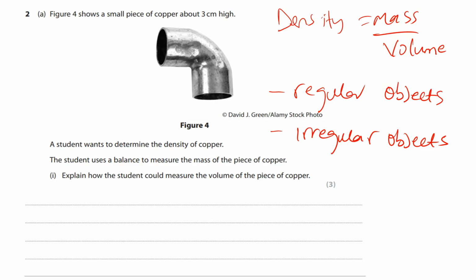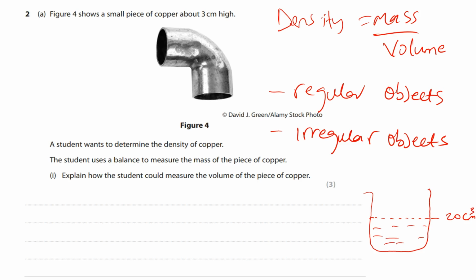Now to calculate the volume of irregular objects, what you do is this. The first thing is to get, let's say, a beaker of water or a measuring cylinder. Let's say we're using a beaker. You add water to the beaker, and the water should be half filled. So this is the water level. Let's take note of the level of the water. Let's say the level of this water is 20 cm cube.